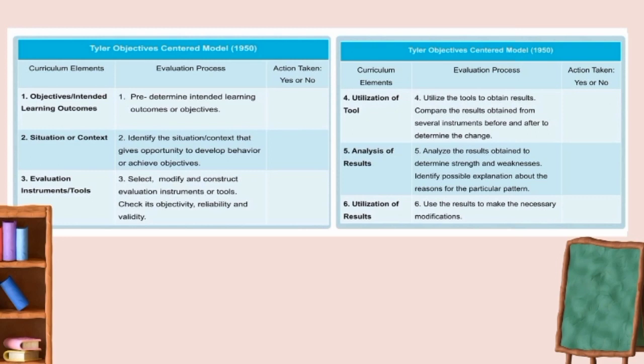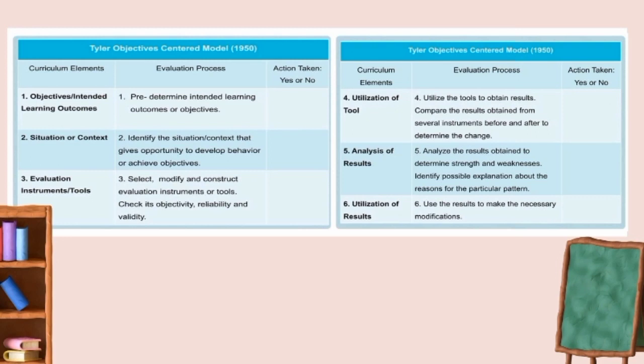Fourth is utilization of tool. In evaluation process, utilize the tools to obtain results. Compare the results obtained from several instruments before and after to determine the change. My answer for this is yes, because utilization of tools is important. To note that the selection of tools should be based on the evaluation objectives, the nature of the curriculum, and the available resources. Utilizing a combination of tools can provide a comprehensive assessment of the curriculum, allowing for data triangulation and a more accurate evaluation.